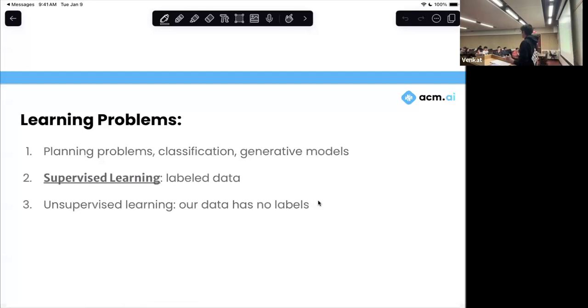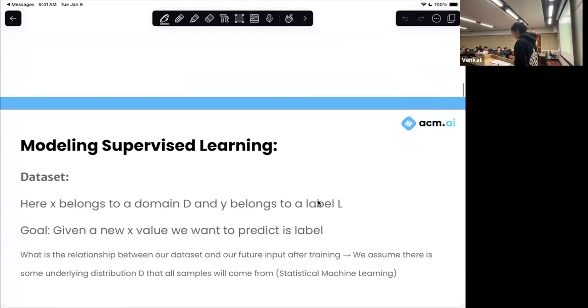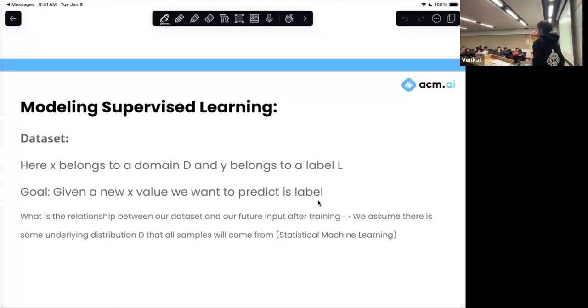Unsupervised learning is the other portion of machine learning where you don't have labeled data. That is where you will have clustering, where you don't necessarily have a label, but you're trying to discern differences in your data. Any questions so far on this high level stuff? All good? Cool. Okay. As I said, we're going to focus on supervised learning for today.